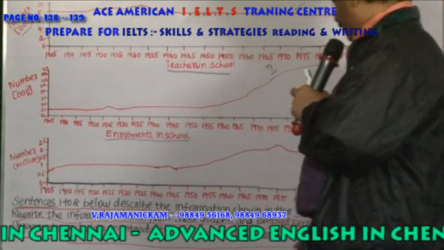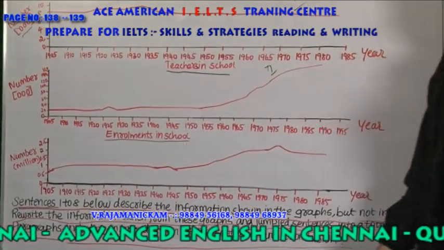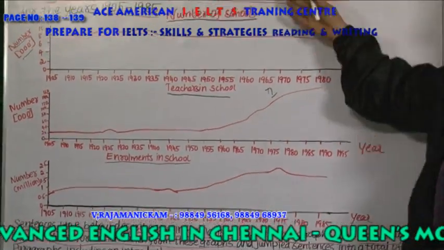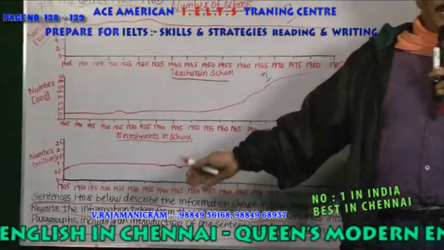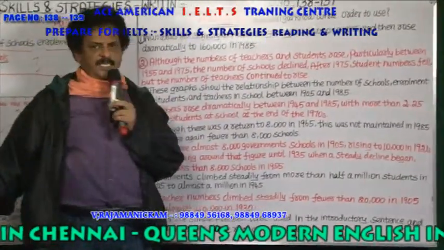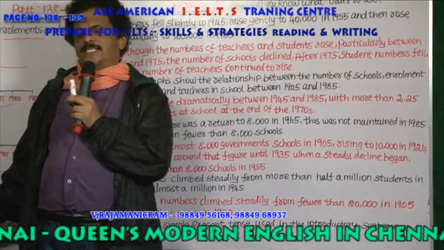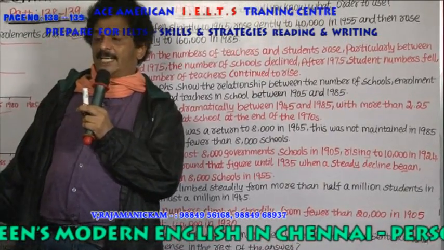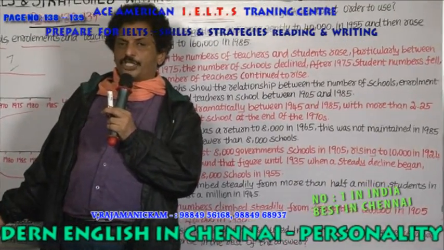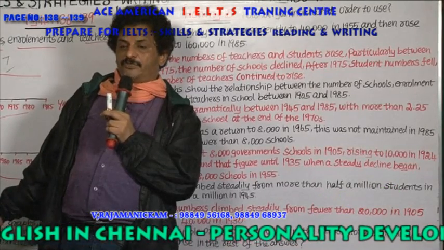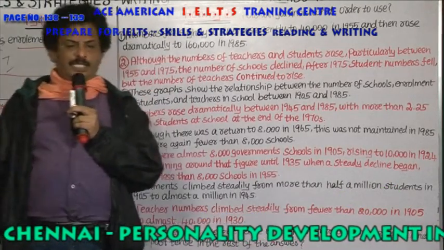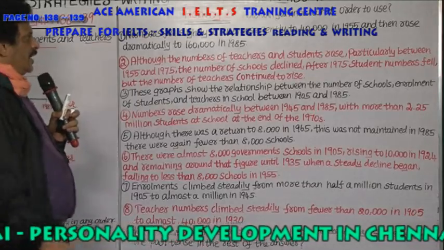So the task you have to do is, here 3 graphs are given, and based on these graphs, information is given in sentences. You have to write 5 different paragraphs: 1 paragraph for the introduction, 3 paragraphs for the body, and 1 paragraph for the conclusion. And how will you know what order to use?